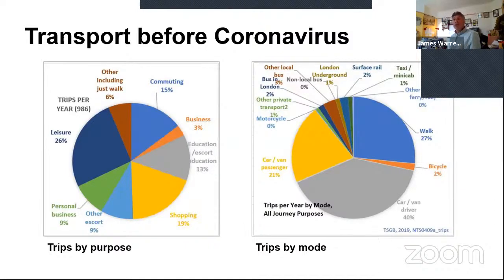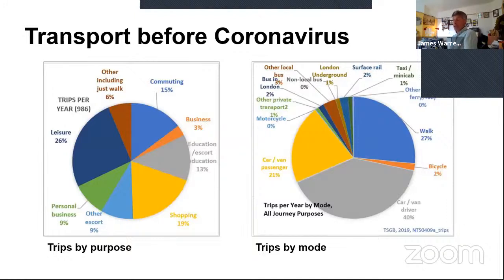So all of these trips facilitate the derived demand. They're trips to buy things, go to work, and go to school. You might be surprised to note that a small 15% is due to commuting. Certainly doesn't feel like that if you're on the Northern Line during peak hour before the coronavirus.